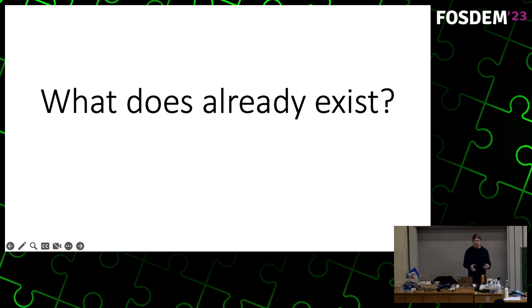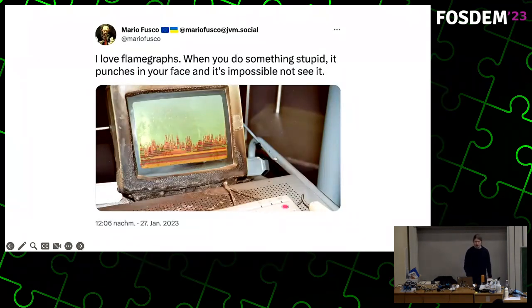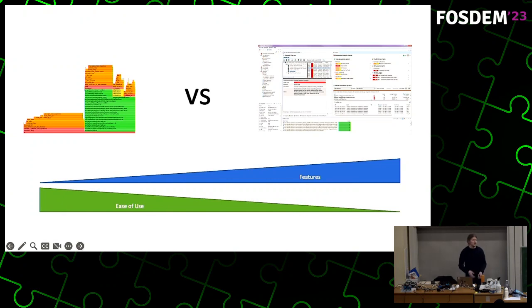Essentially there were tools that produced flame graphs as the UI. And Mario Fusco said a few days back, "I love flame graphs. When you do something stupid, it punches you in your face, and it's impossible not to see it." So that's great. You can use flame graphs for a lot of things, but sometimes they are not enough.